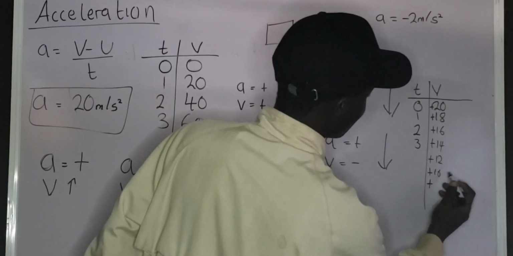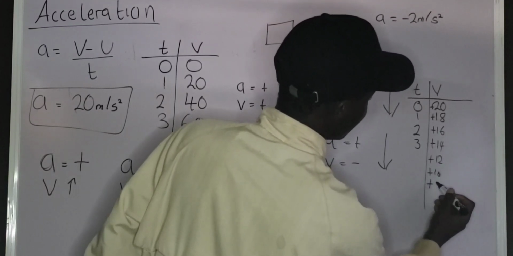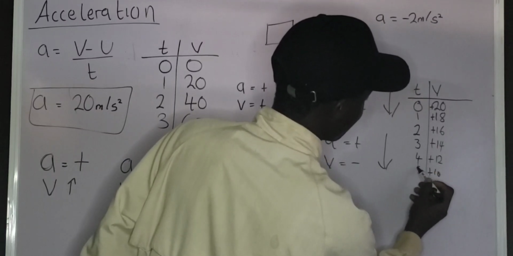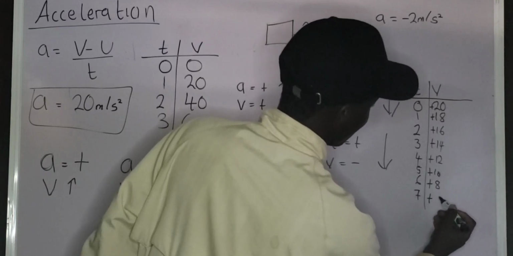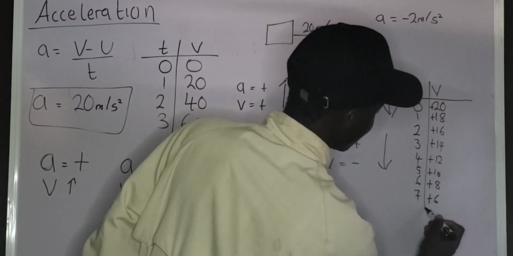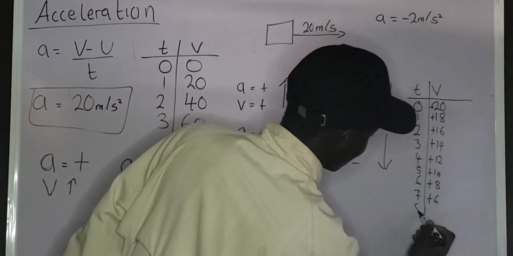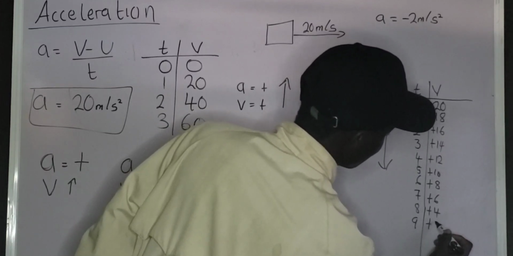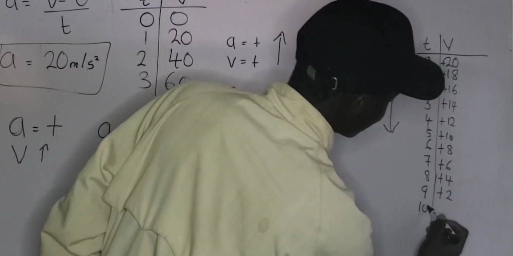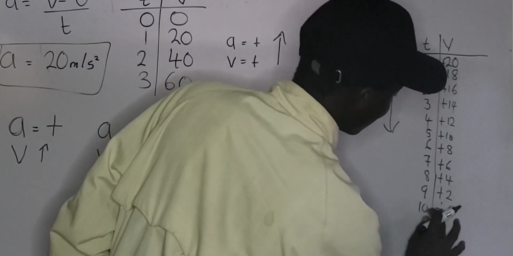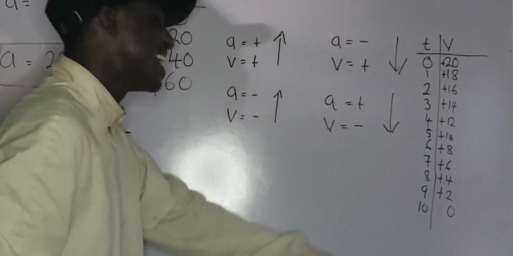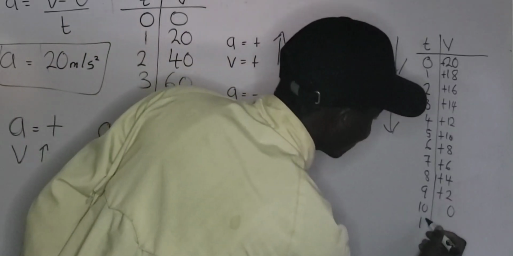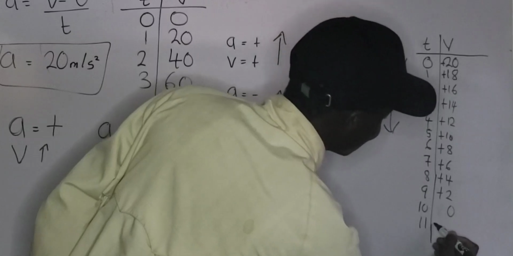Then positive 10, then positive 8, and so on, at 7 seconds that is positive 6. Then at 8 seconds, that is positive 4. At 9 seconds, positive 2. Then at 10 seconds, that is 0. Now, at 11 seconds, what happens to the velocity of the object? It changed to negative.